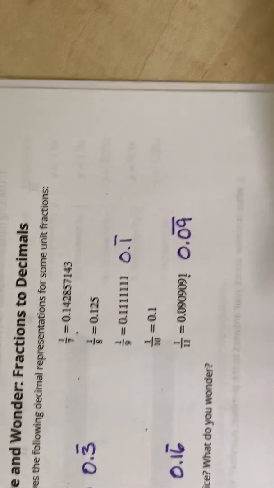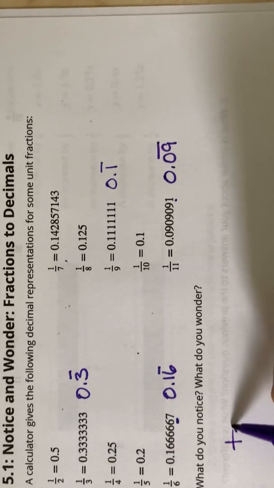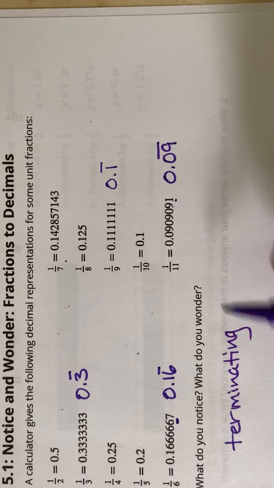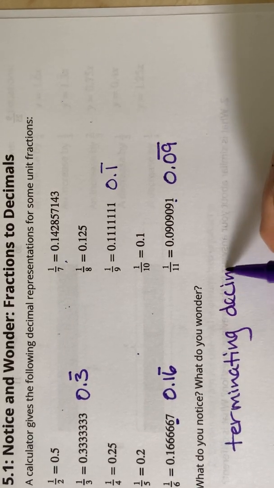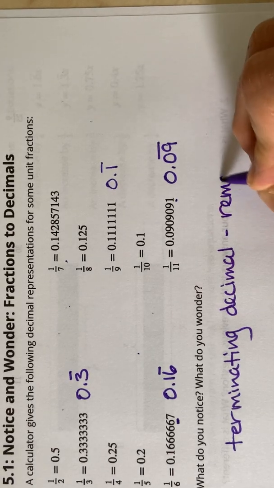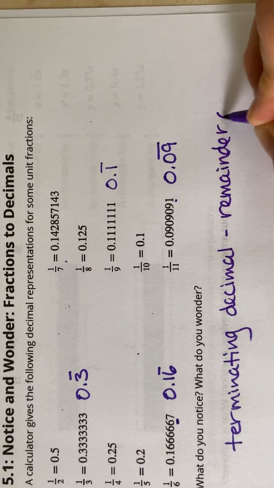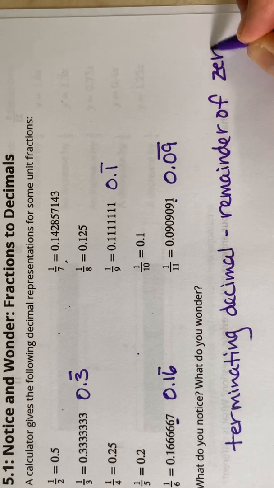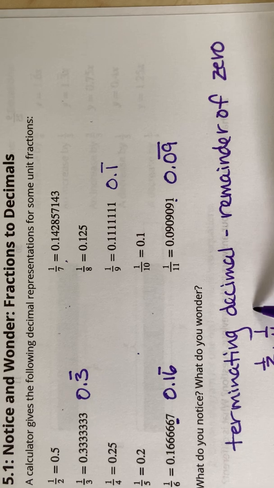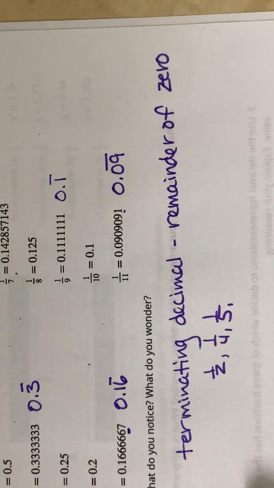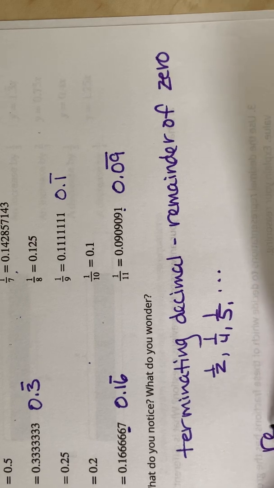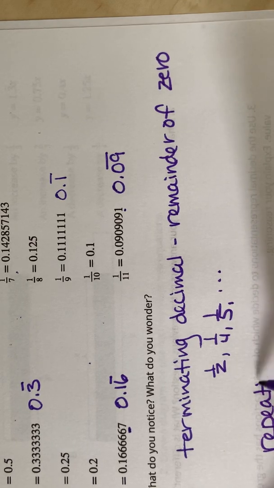Okay, so you have two kinds of decimals. You have terminating decimals. We have three kinds, kind of. That's when a decimal stops. In other words, you get a remainder of 0. And that would be something like 1/2, 1/4, 1/5, okay? All of those, okay? A repeating decimal is when you find a pattern.